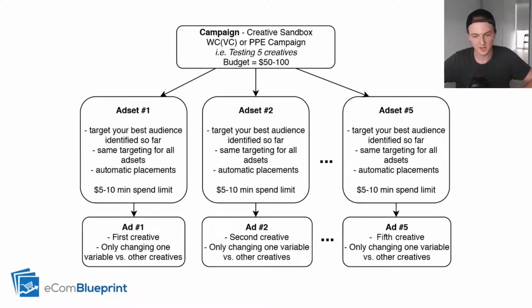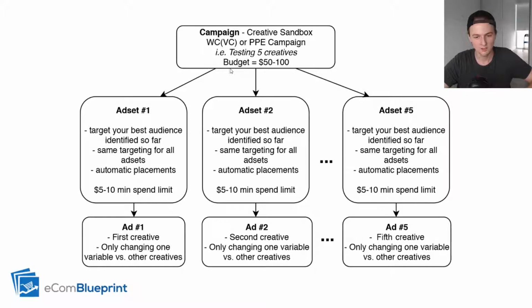So here's the graph showing how that campaign is set up. So this is just the creative sandbox campaign. The campaign objective should be website conversions, view content, or PPE. However, I'd recommend website conversions, view content. And the budget should be $10 times the number of ad sets, so the number of creatives that you're testing. So let's say you're testing 5 creatives, a budget of $50 for the campaign would be good. I wrote 50 to 100. You can use 100 if you want to collect data faster, but $10 per ad set is enough, especially if you're doing website conversions, view content.